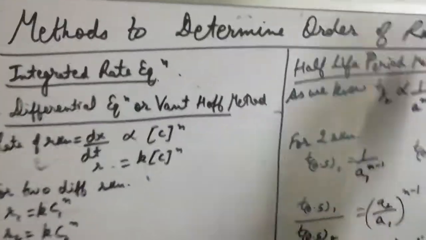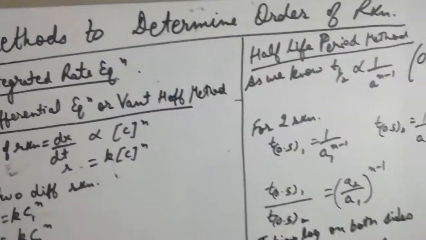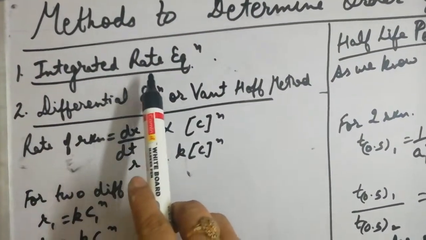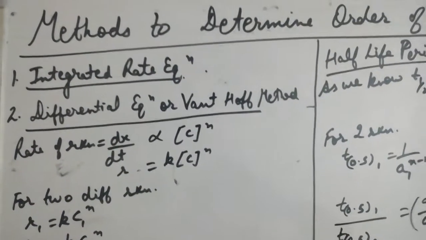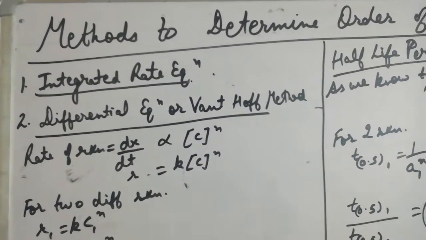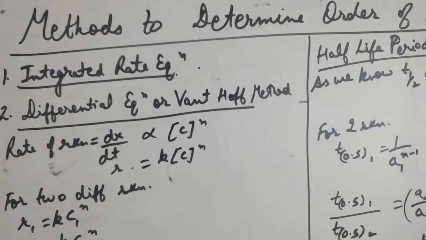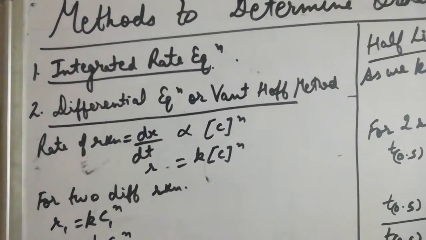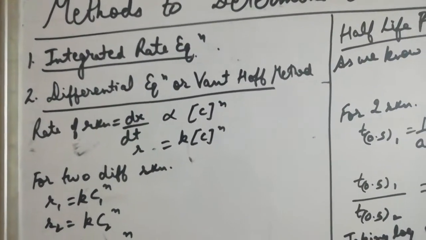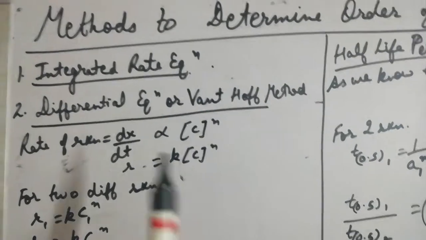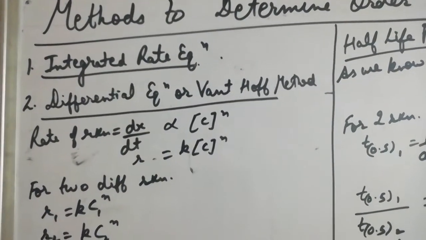So next topic is what are the various methods to determine the order of the reaction. First method to determine the order of the reaction is the integrated rate equation, which we have already done. We have derived the integrated rate equation for zero order, first order and second order reaction in our previous lectures. Second method to determine the order of the reaction is the differential equation or Van 't Hoff method.